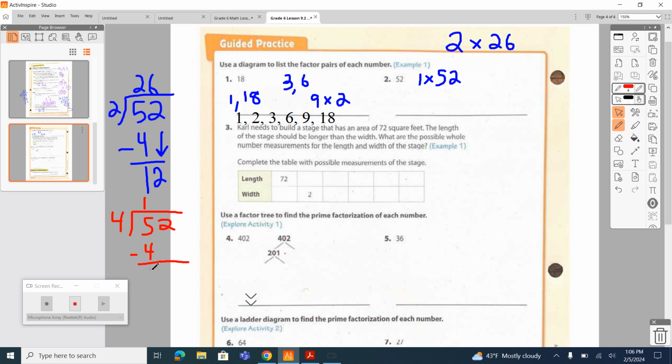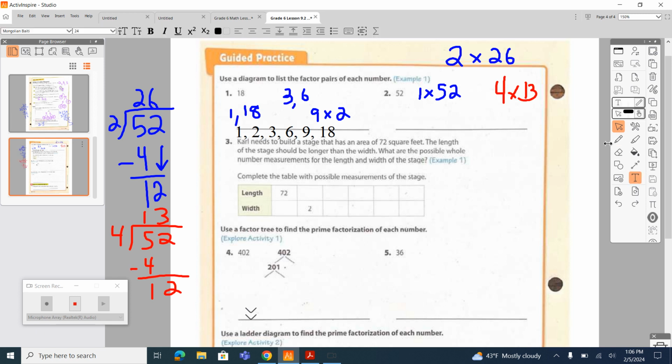Bring down the 2. Okay. And so 4 times 13. So our factors here are 1, 2, 4, 13, 26, and 52.